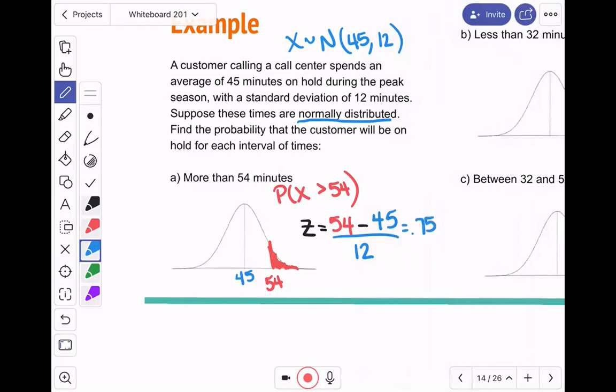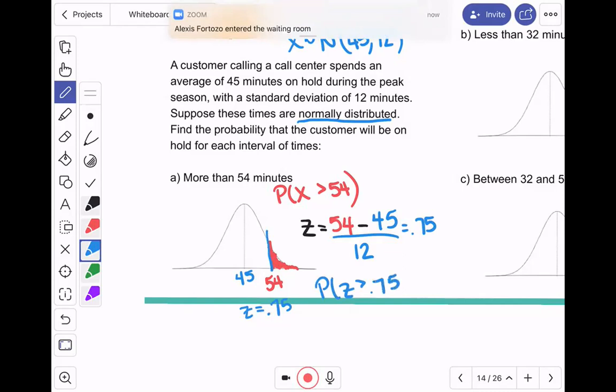What that really means is that if I had this curve on a 0, 1 standard normal curve, this value right here would correspond to a z-score of 0.75. Y'all got that? That's what that really means. So what I really want you to find is the probability that z is greater than 0.75.